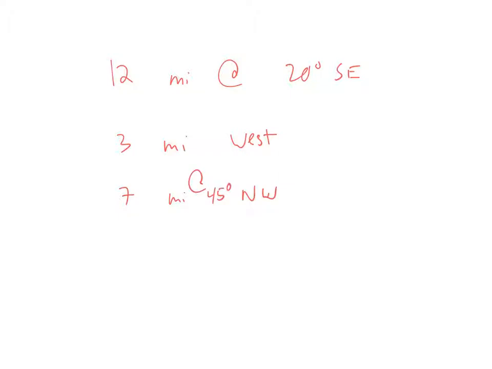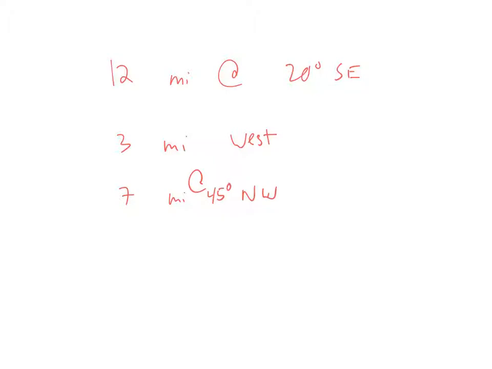Let's say a person walks 12 miles at an angle of 20 degrees southeast. Then the person walks 3 miles west. Then the person walks 7 miles northwest. I don't even need to draw this to do it. Northwest at an angle. Geez, I shouldn't just say northwest. Let's say at 45 degrees northwest. I don't even have to draw this as a diagram if I don't want to.